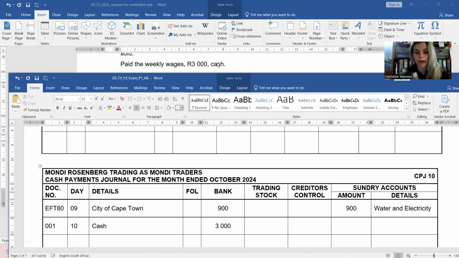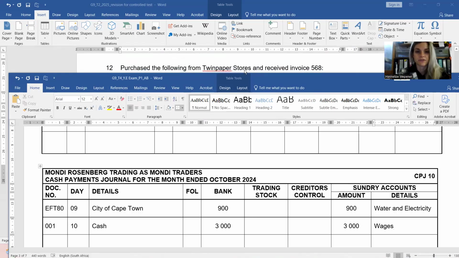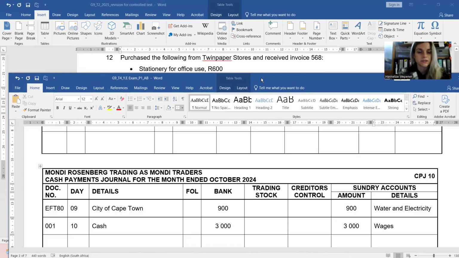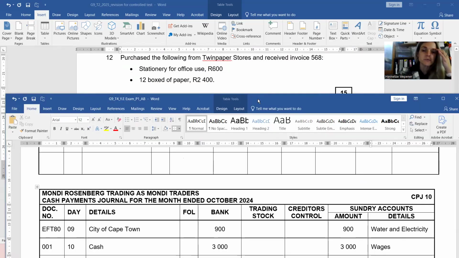So that goes into bank. And then we say why we paid it. This was for wages, and we don't have a column for wages. Therefore, we go to sundry accounts and we indicate that this is wages. Remember, we only use sundry accounts if we don't have a column to analyze the transaction, to record it in the specific account column.